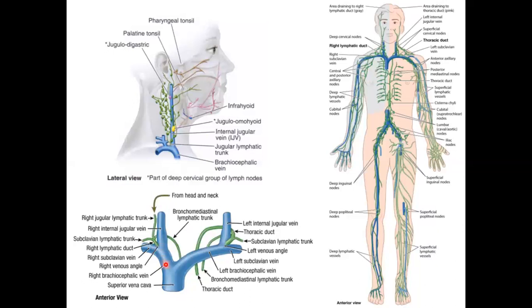And again, this is the meeting of your right internal jugular vein and your right subclavian vein to form your brachiocephalic vein. Where they meet is where the right lymphatic duct inserts so that lymph fluid can return into the venous blood system.